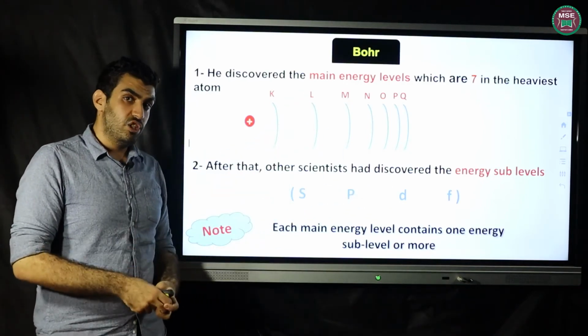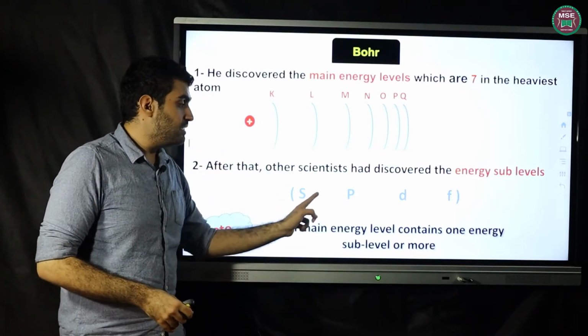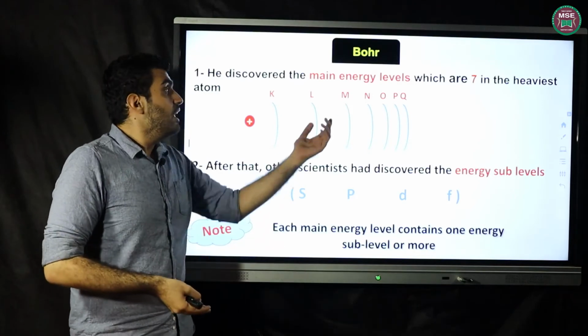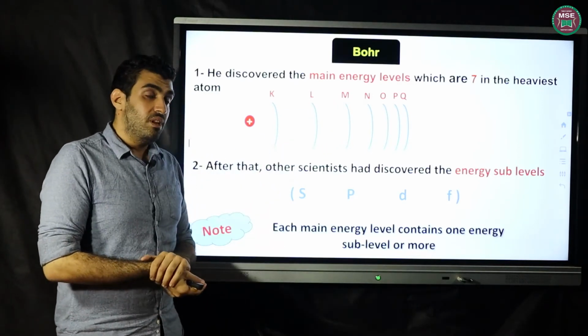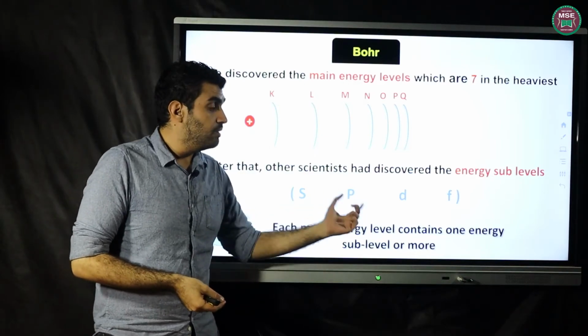L is the second energy level. It consists of 2 energy sub-levels, S and P. Another example, M is the third energy level. It consists of 3 energy sub-levels, S, P, D.